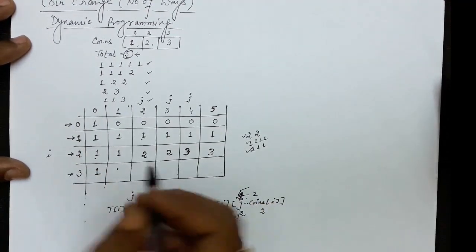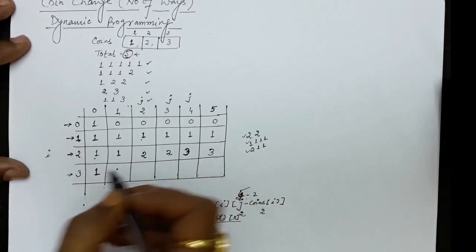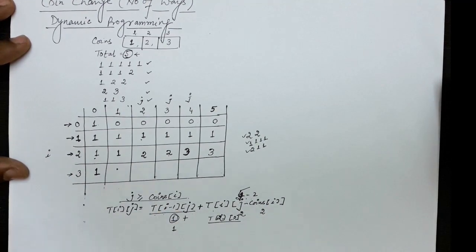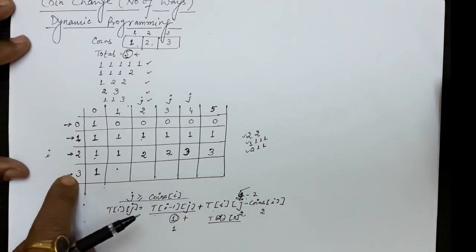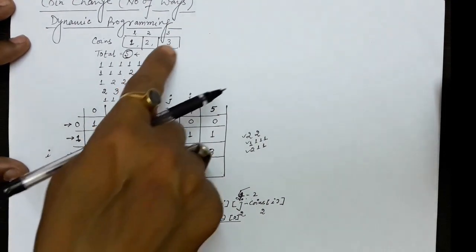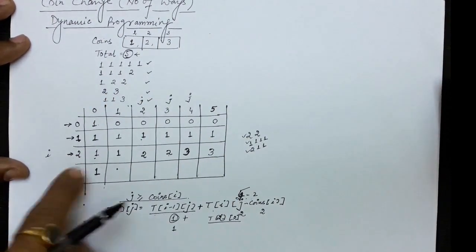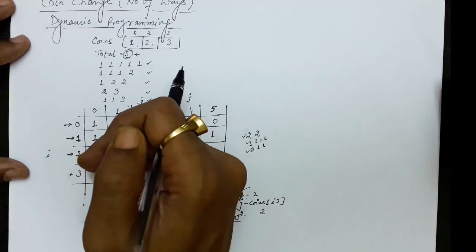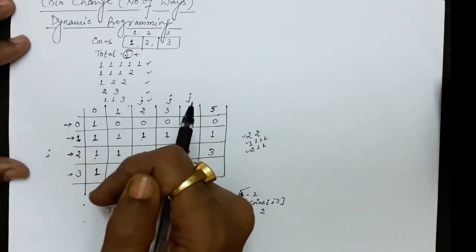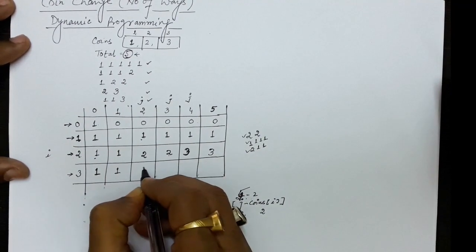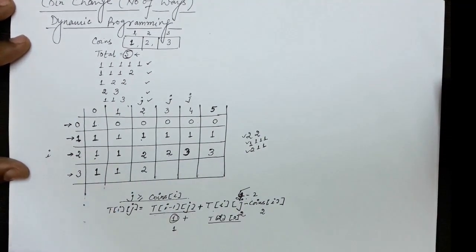So the entries will change in this table only if I reach the position where j is greater than or equal to coins i. So I will be referring to the third coin. The third coin has a denomination 3. So when j becomes 3, only then will the changes come. Otherwise, all the entries of the above row will be copied here. So j is 1, copied here. j is 2, copied here. This entry has been copied here.